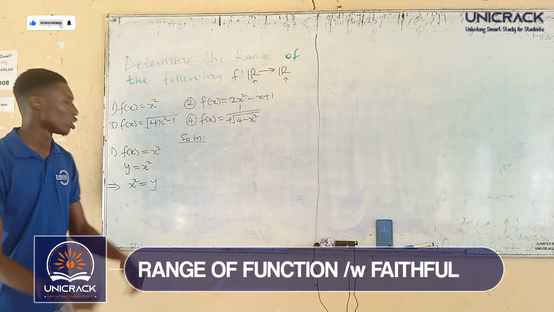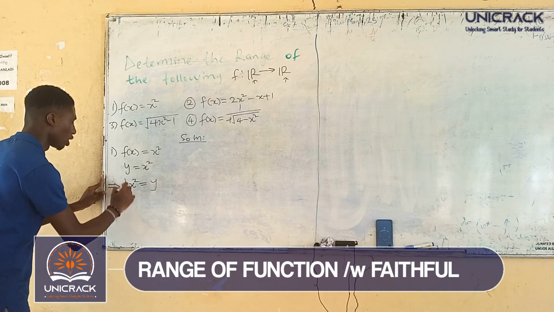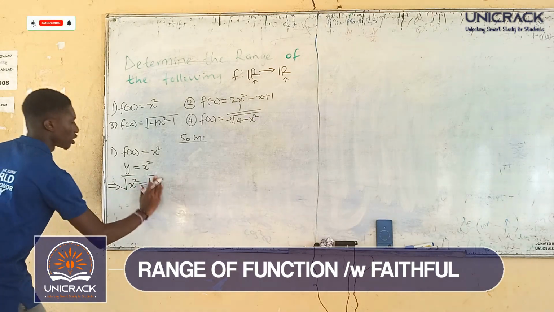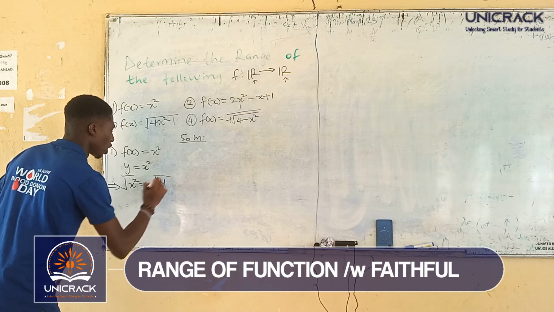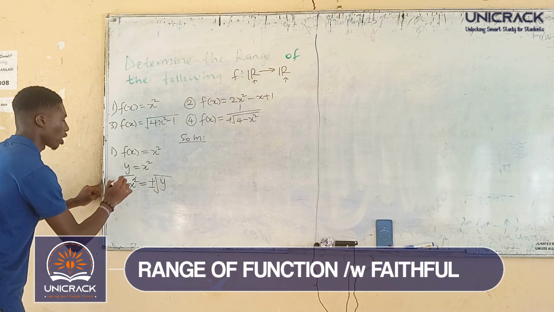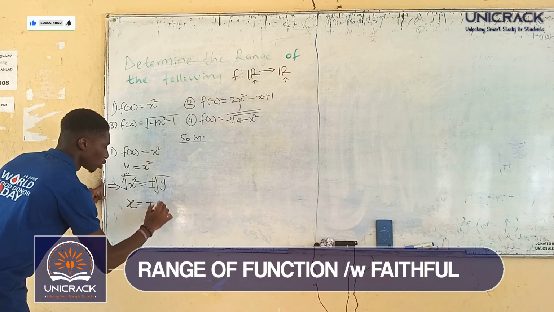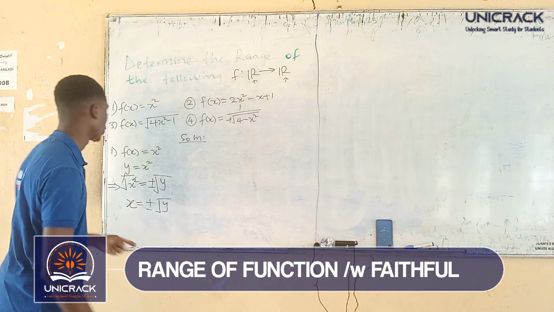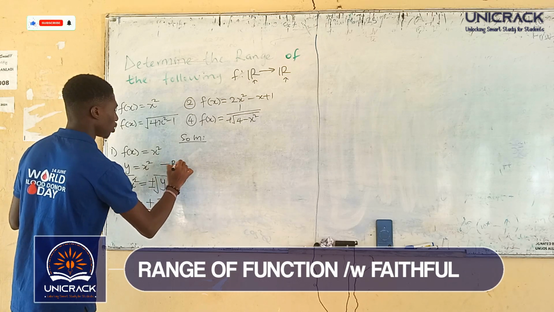I just switched them. So having this, to make x now the subject of the formula, I'll square root both sides. If I square root both sides, my y will be here. I would have to introduce plus or minus, because this square will cancel out the square root, and I will have x is equal to plus or minus the square root of y. Now we have made x the subject of the formula, and this is rule number one. Let me write it here, rule number one.